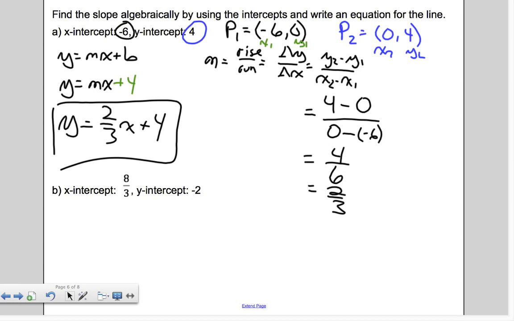Finish question B for homework and also the textbook homework at the bottom.